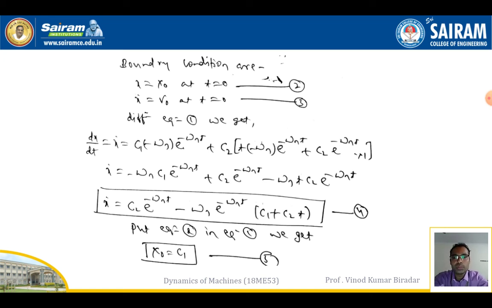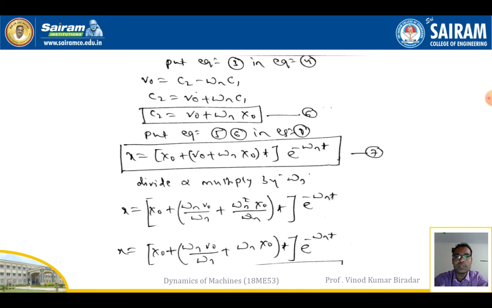Now put equation number 2 in equation number 1. We know that equation number 2 is x equal to x naught at time t equal to 0. If you substitute in equation number 1, we get x naught is equal to c1. So we got the c1 value. Similarly, you find the c2 value: put equation number 3 in equation number 4, and we get v naught is equal to c2 minus omega n into c1. From this, c2 is equal to v naught plus omega n into c1. Therefore c2 is equal to v naught plus omega n into x naught. Give this equation number 6.